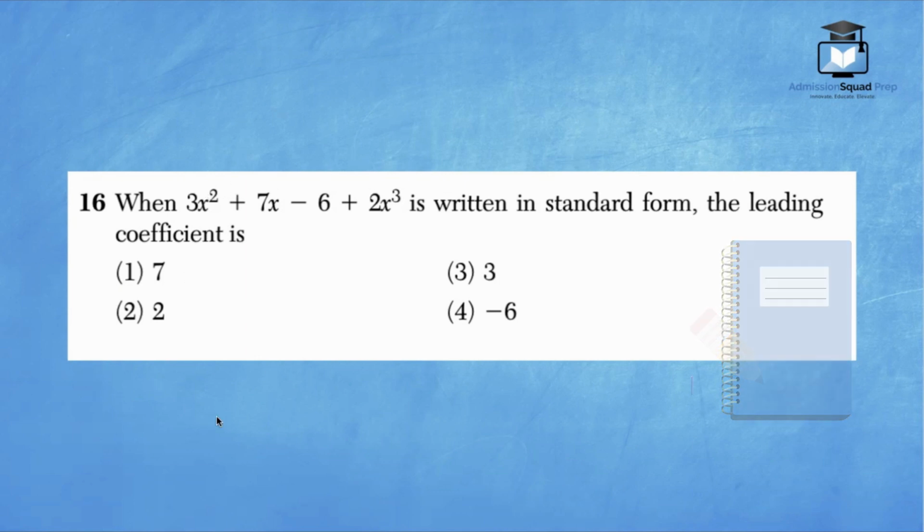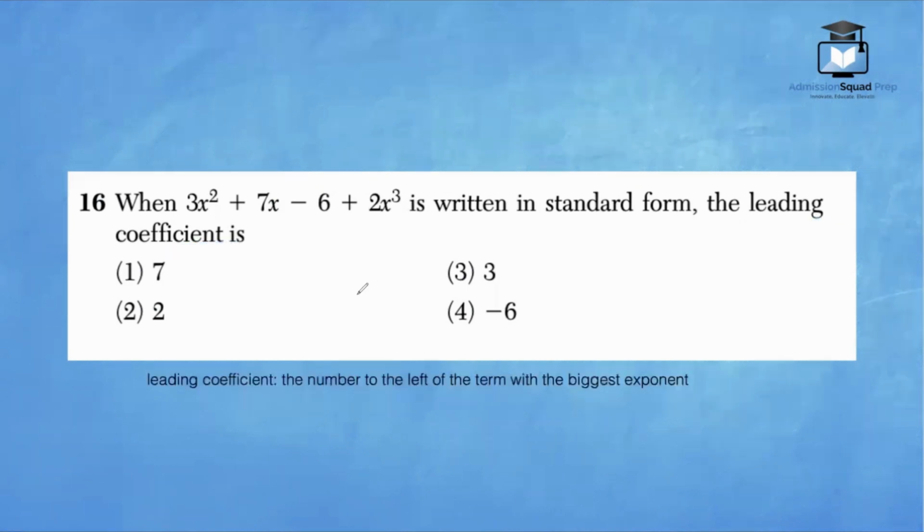Number 16. When 3x squared plus 7x minus 6 plus 2x cubed is written in standard form, the leading coefficient is... Let's talk about what is a leading coefficient. The leading coefficient is the number to the left of the term with the biggest exponent. So let's take a look at our polynomial.